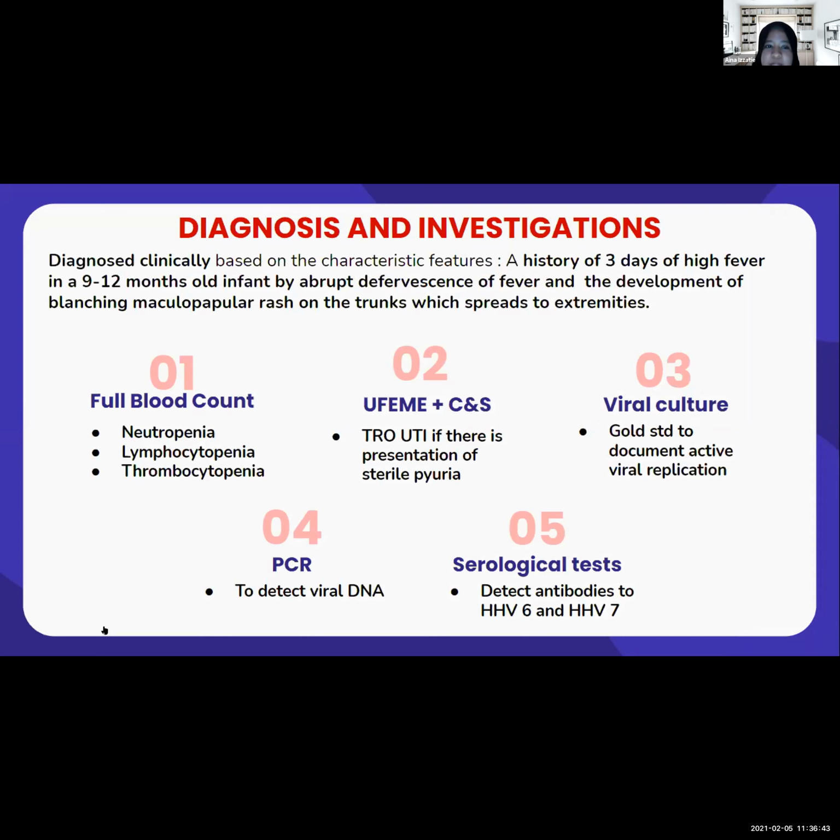So we can do a full blood count, and usually there will be neutropenia, lymphocytopenia, and thrombocytopenia. And then we can do urine FEME, and also culture and sensitivity to rule out urinary tract infection if there is any presentation of fever and sterile pyuria. And we can do viral culture, which is the gold standard, but it is not commonly done because it is expensive and not readily available. We can do PCR to detect viral DNA and serological tests to detect antibodies to HHV6 and HHV7.